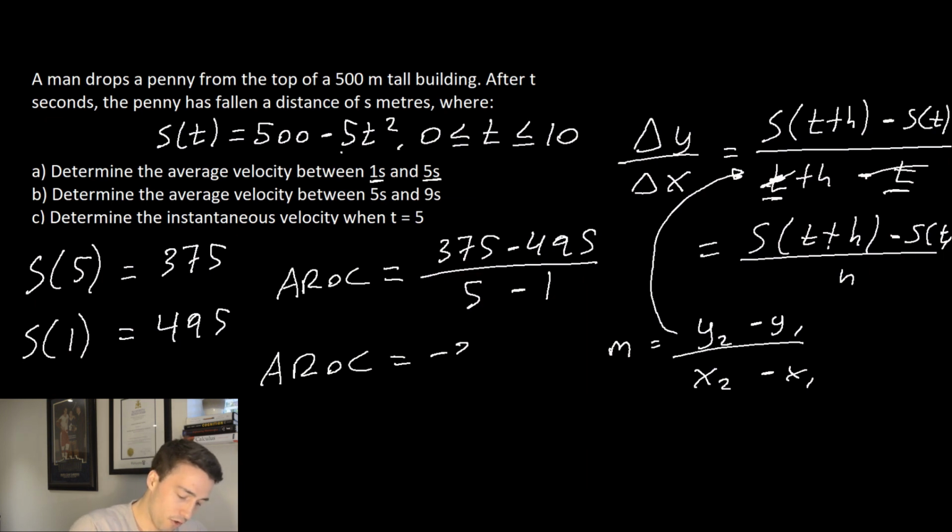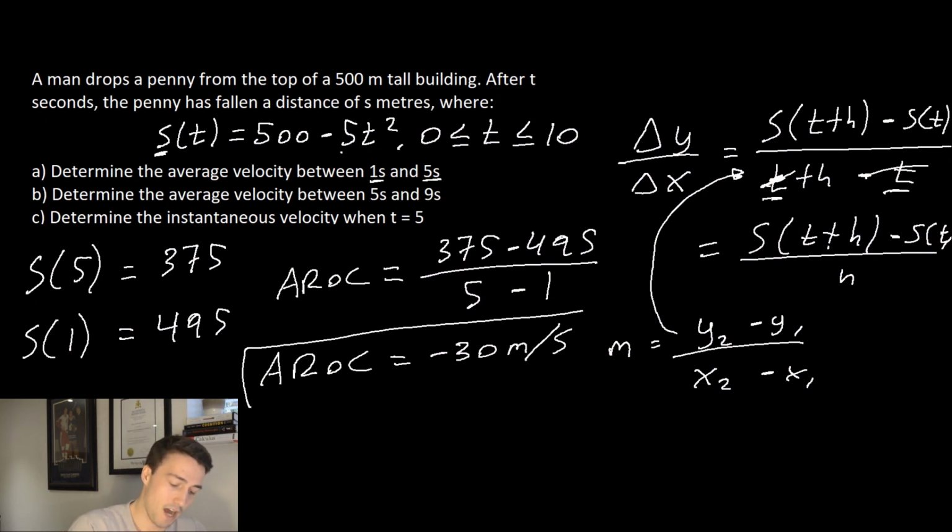This is negative 30. And in this case, since it's meters and we're taking the slope, our y value is in meters, because that's our function. We're saying s is in meters. And then our x value is t, so that's going to be seconds. So it's meters per second. That would be our velocity, or our average rate of change of the position vector between 1 and 5 seconds.